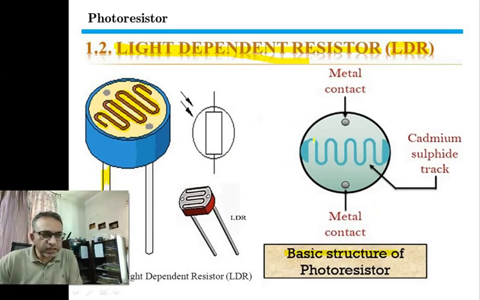Here the bending and turning material is our normal cadmium sulfide track. Now over here, this silver, what is this material? This is an opaque material. What do we mean by opaque? An opaque material is a material through which light cannot pass through.